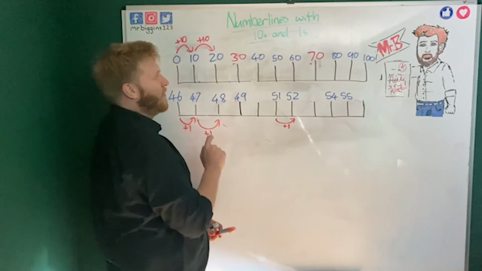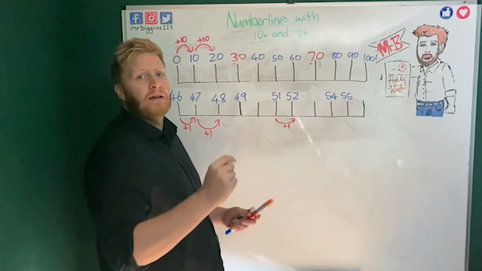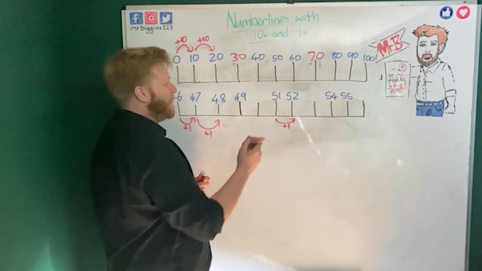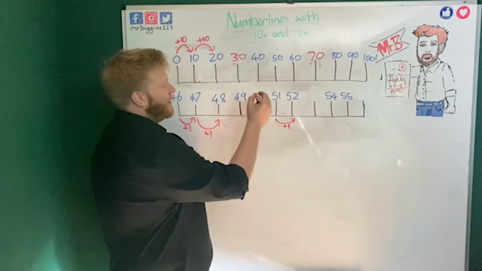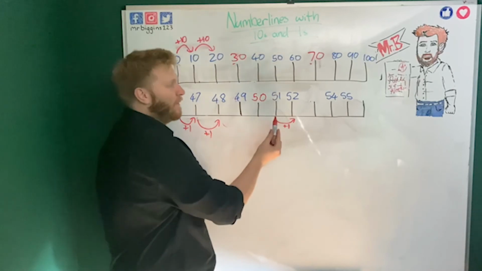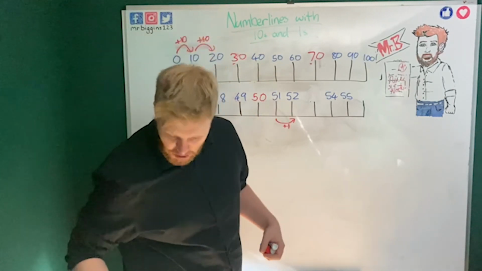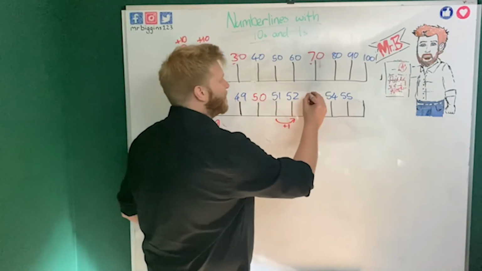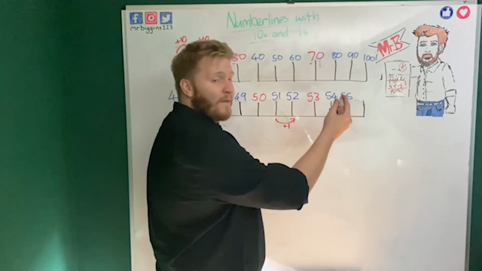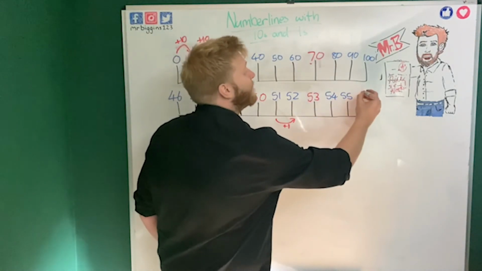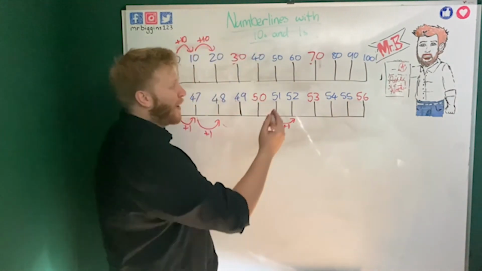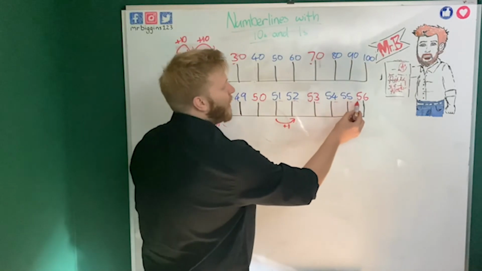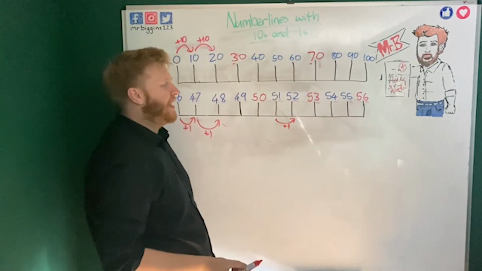46, 47, 48, 49. Yes, if we need to work that out, we're at 49. So that means I need a 0 and my 10s is going to go up by 1. Then I got 51, 52. 52. Yeah, we go to 53 next. 54. 55, my last number, 56, well done. So I can see, look, my 1s, 1, 2, 3, 4, 5, 6. If I can count to 10, I can do it.